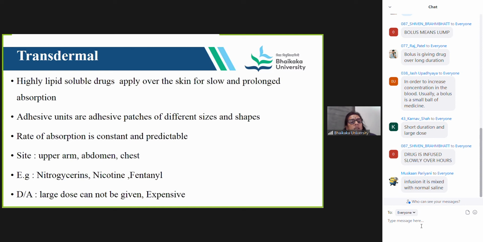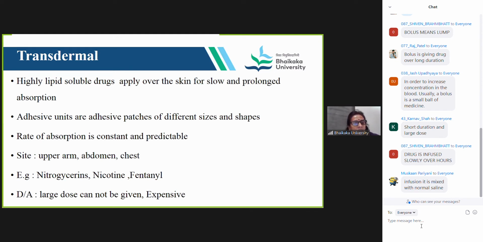The drug is given in adhesive units. So there are patches available. If you have seen them sometimes, or now you can see pictures in Google, and once you join, again we'll show you. But adhesive patches are available, and these adhesive patches are available in different sizes and shapes. So here the absorption will be constant and predictable.